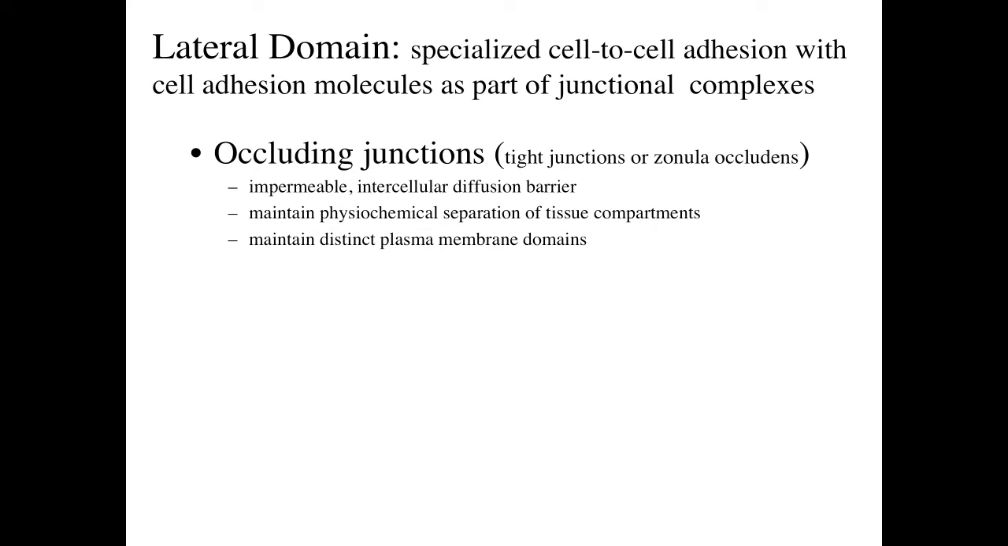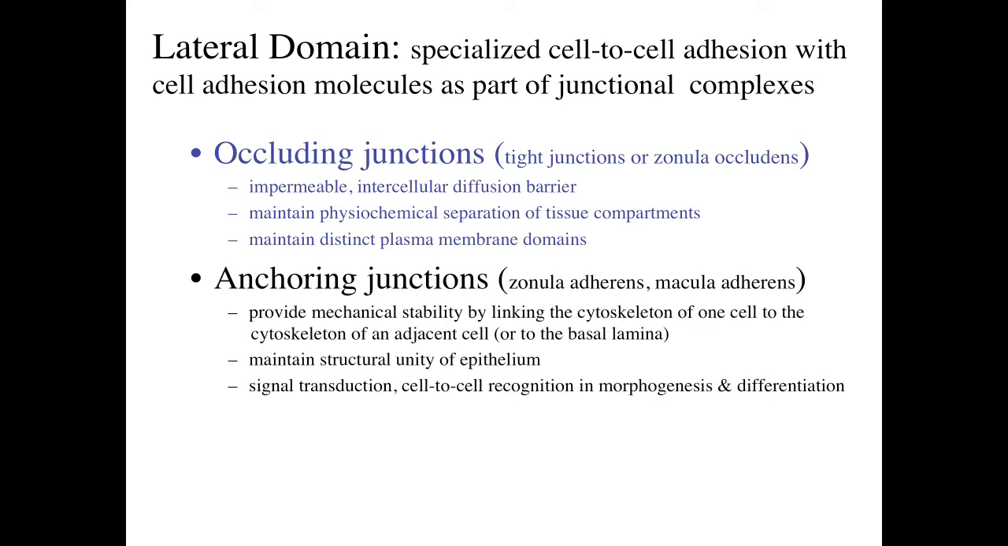First, we'll be looking at occluding junctions, also called tight junctions or zonular occludens. These structures form impermeable intercellular diffusion barriers between cells. They maintain physiochemical separation of tissue compartments, and they maintain distinct plasma membrane domains, especially in epithelial cells.